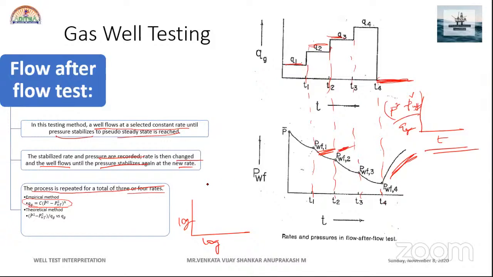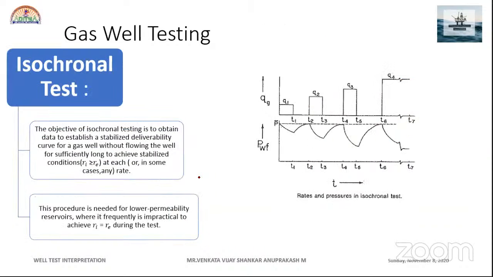So this is about the flow after test. Obviously, this is for your gas wells only. We can't use it for oil wells. The objective of the isochronal test is to obtain data to establish a stabilized delivery rate curve. If you see, the well was produced at a flow rate of Q1, then it was shut in.